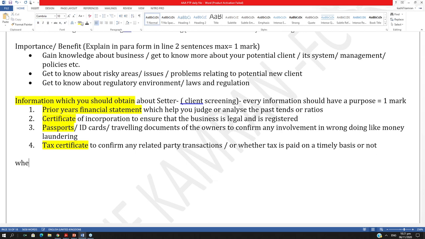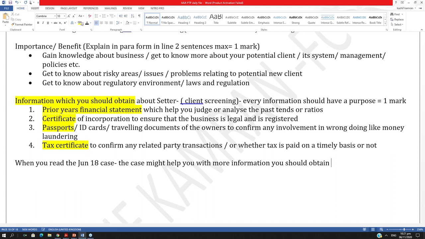in this case, when you read the June 18 case, the case might help you with more information you should obtain. So when you read the case, obviously the case will also be helping you with more information. So you can write information identified out of the case study, which will become more important, right? But the 1, 2, 3, 4 I wrote with you is like a general list of information, which should be connected with the case study, right? And I think 1, 2, 3, 4 is all connected with the case study when you read the case.